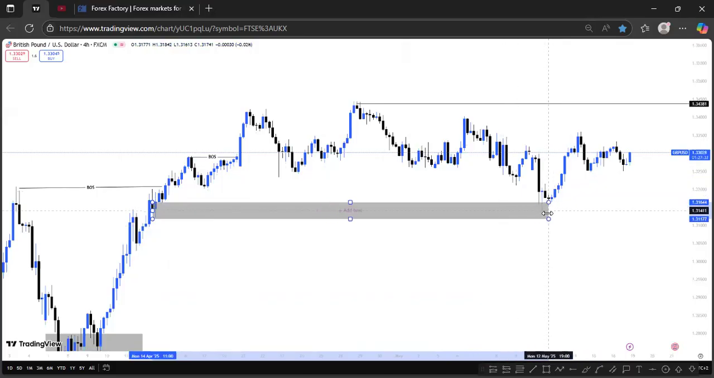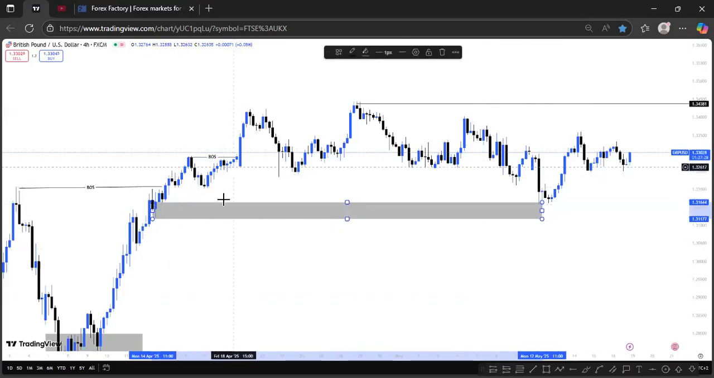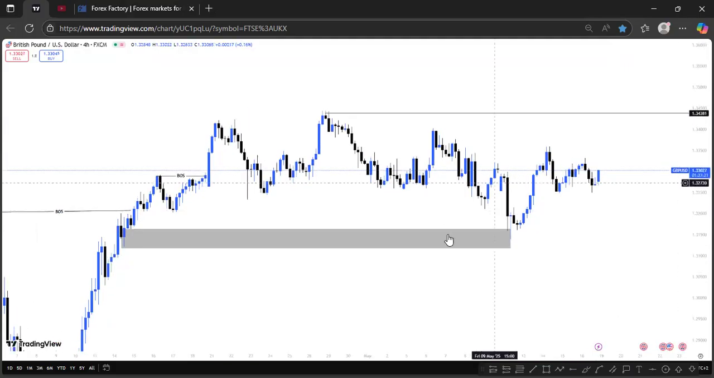So this was the other block that pushed price to the upside. Now, when price pushes here, it means that price has respected the last break of structure and is about to continue its upward movement. So how do we pick our entry?